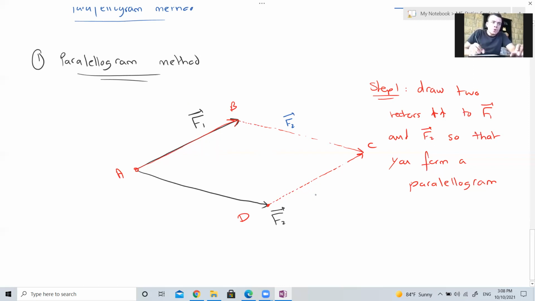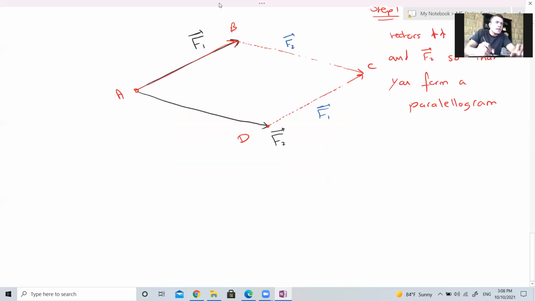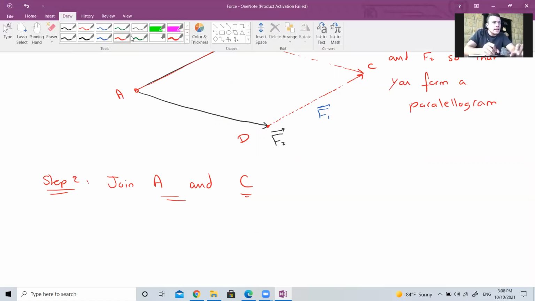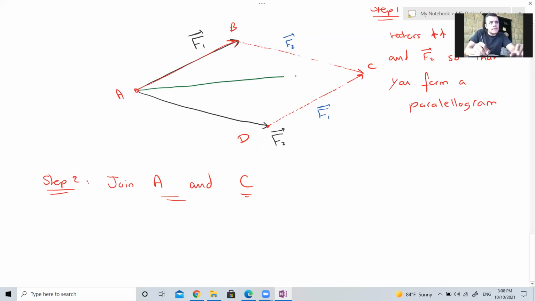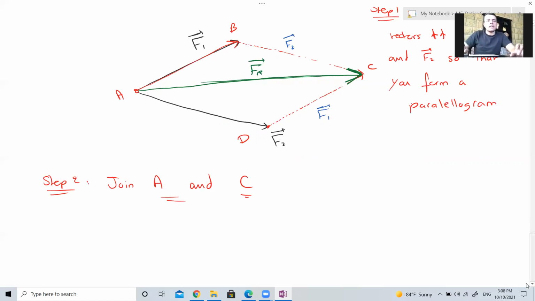Now, step 2 in the parallelogram method is to join A and C. This is the diagonal. Can you see it? Okay. This is the resultant force. Yes, this is FR.